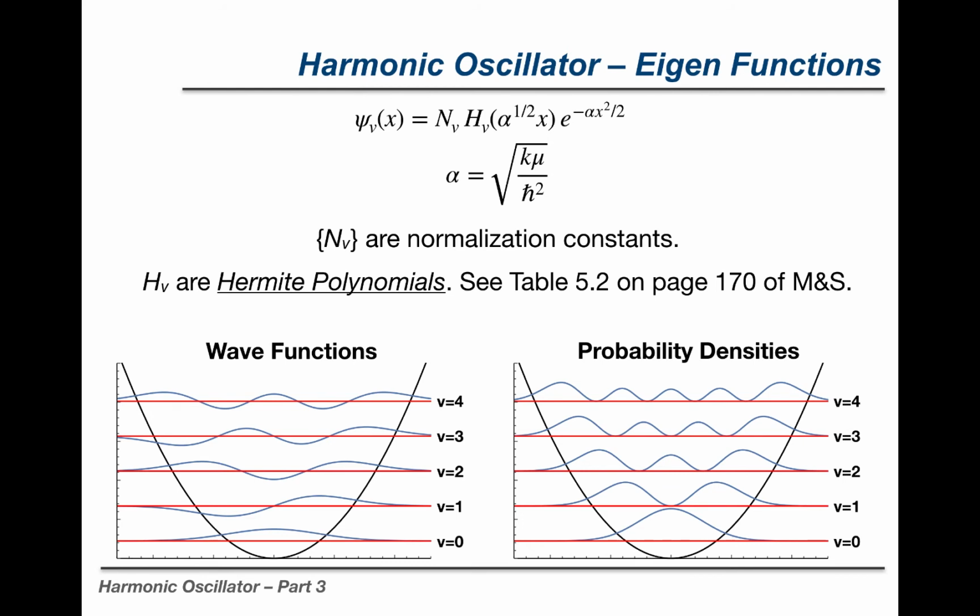If you look at table 5.2 on page 170 of McQuarrie and Simon, you'll see a listing of some of the first few Hermite polynomials. And so what I've done in the bottom two plots here is to show the wave functions and the probability densities for the first 5 states, the ground state v equals 0 to the fourth excited state v equals 4.